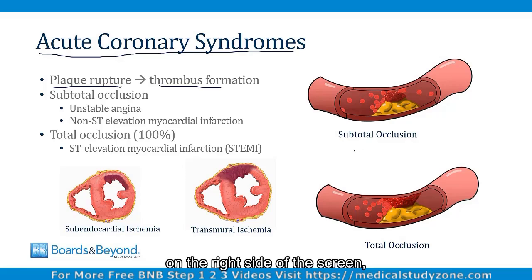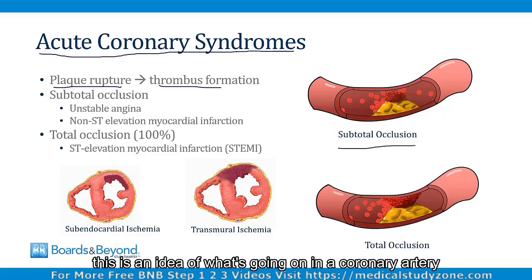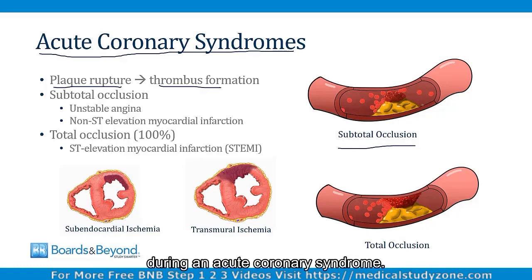So if you look at this picture on the right side of the screen, this is an idea of what's going on in a coronary artery during an acute coronary syndrome. There's a plaque, which is the yellow here, and it ruptures and a thrombus forms, and that leads to the sudden increase in the amount of occlusion. So a vessel can go from a minor occlusion like 10 or 20% by a stable plaque to suddenly almost totally occluded because of the thrombus on top of that plaque.